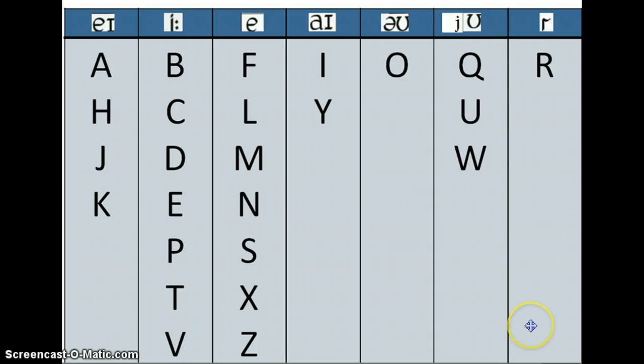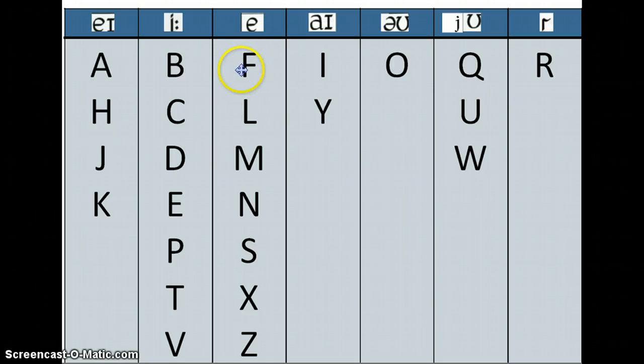As you can see, they're not in order, but let's take a look at this first example. We've got A, H, J, and K. These 4 letters have a similar sound, which is A. These are very simple. When it comes to the second one, it's B, C, D, E, P, T, V. They all have the E sound.